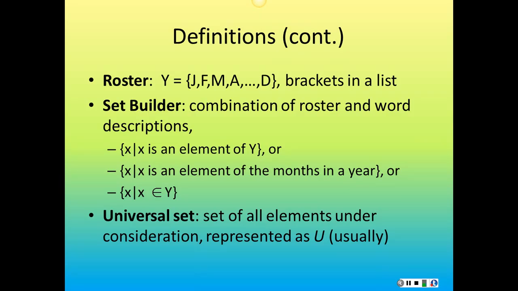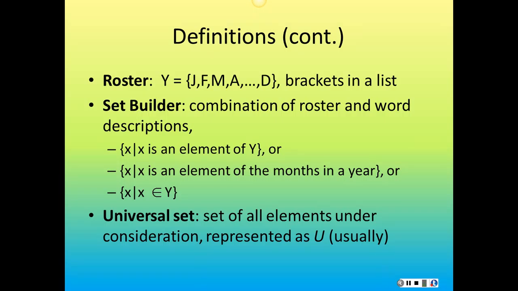Set builder is one of the more commonly seen ones, especially for those who come out of an algebra course. It's a combination of both roster and word descriptions. And you can see here are three ways of writing it. Again, we're sticking with our set Y. The first part, the first bullet point that I'm reading here under set builder, says x, and that vertical line means such that. I know it's a notation you might not be familiar with, but that vertical line means such that. So it's read x such that.